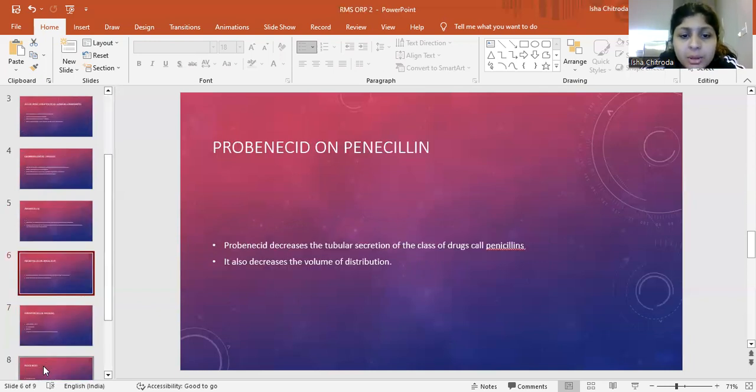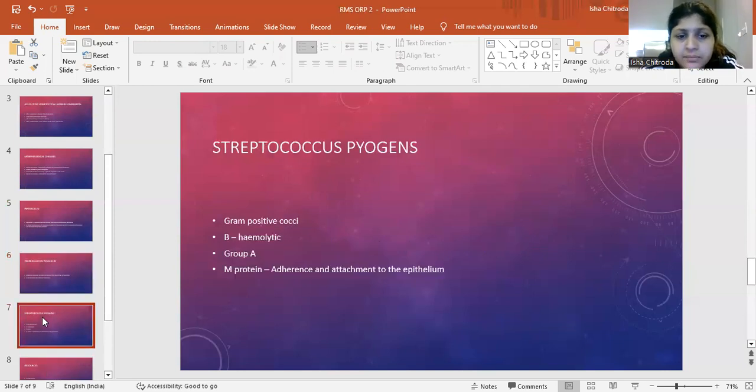Now, we're going to talk about how probenecid works on penicillin. So normally, penicillin is secreted in the tubules of the kidney, but if you're given probenecid at the same time, it decreases the tubular secretion, and it also decreases the volume of distribution of penicillin.